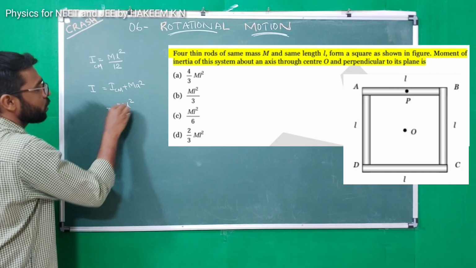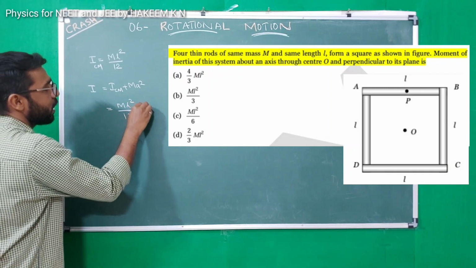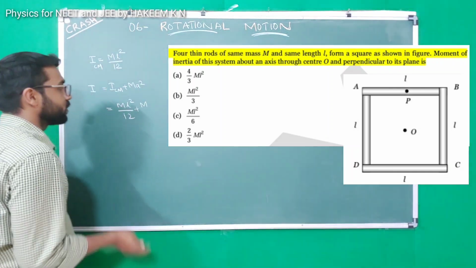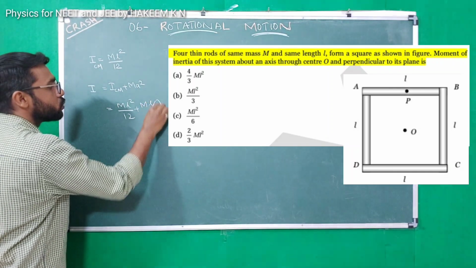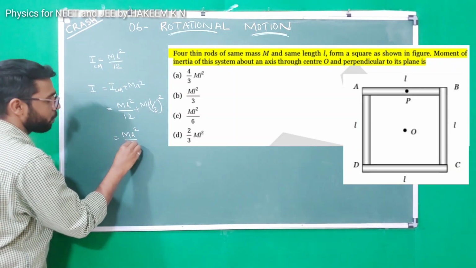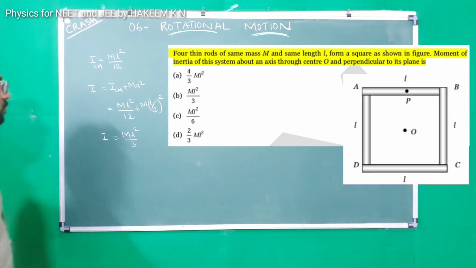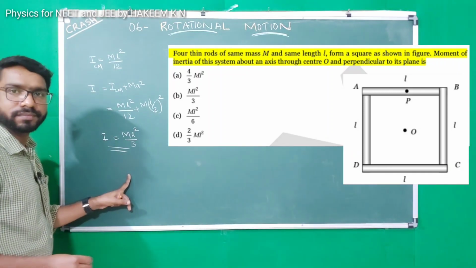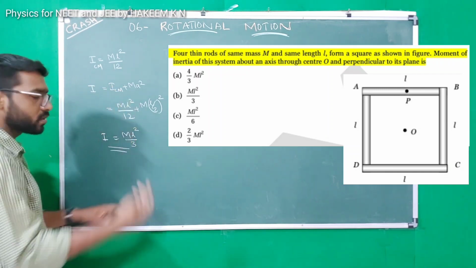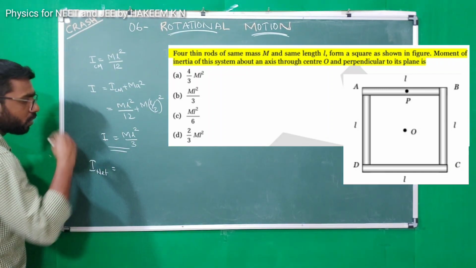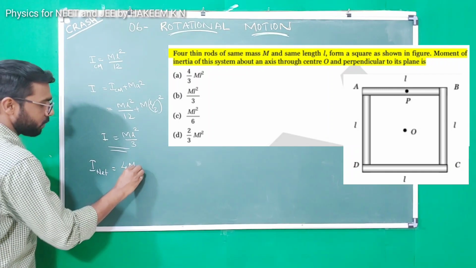So, ML²/12 plus M into, the total length of the rod is L, so half of the length is L/2, so (L/2) whole squared. Solving, we will get what? ML²/3. This is the moment of inertia due to a single rod. Four rods are there. So net moment of inertia I_net equals 4 into ML²/3.